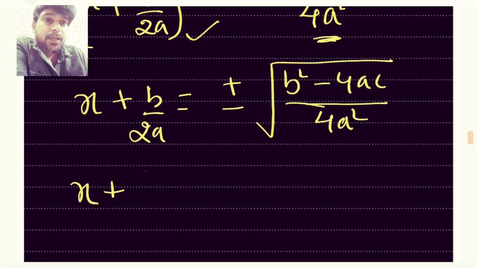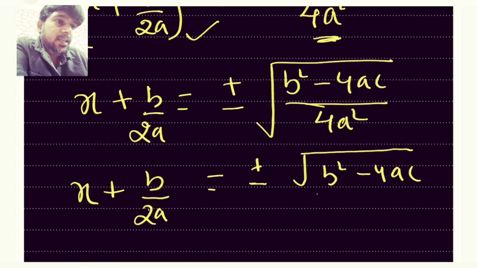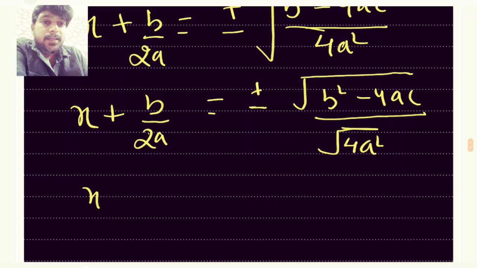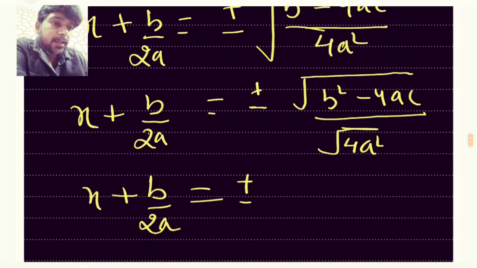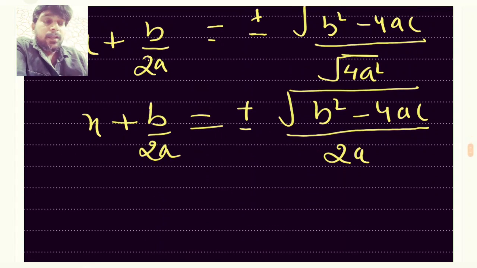So dear students, now let's solve this one. This will become x plus b upon 2a is equal to plus minus, and this will be written as b square minus 4ac upon the under root of 4a square. Now you have to find out the under root of 4a square. So let's solve it a little bit more. That is x plus b upon 2a is equal to plus minus under root of b square minus 4ac upon, this will give you 2a, because under root of 4 is going to give you 2 and under root of a square is going to give you a. Is it clear?